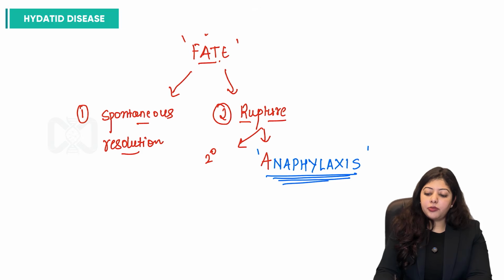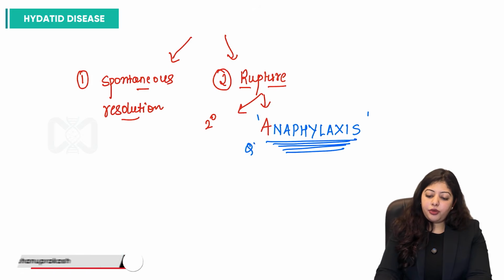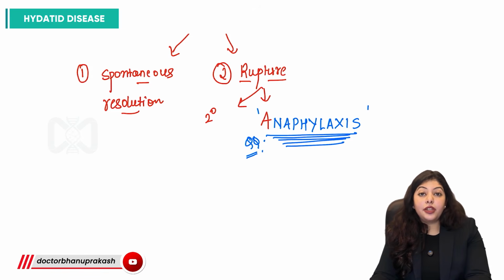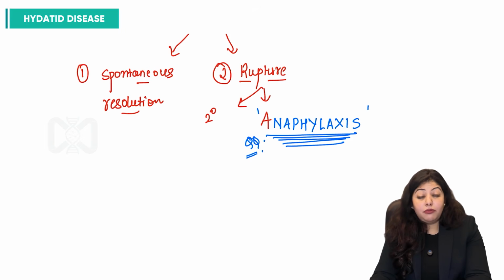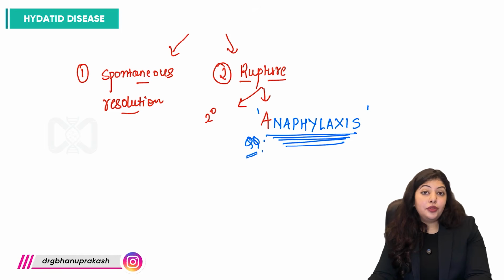Anaphylaxis that occurs because of the rupture, right? This is very, very important. So it is here when we require prompt treatment. We do not want the cyst to rupture inside the body and develop into... we do not want the patient to land up in an emergency state, right? So we need to get rid of these cysts as soon as possible.